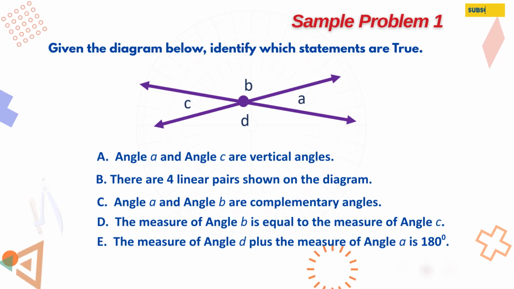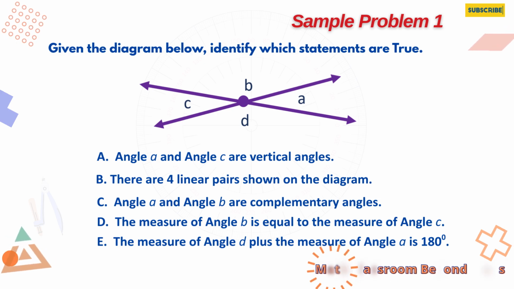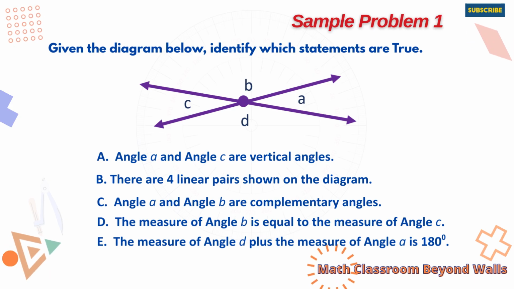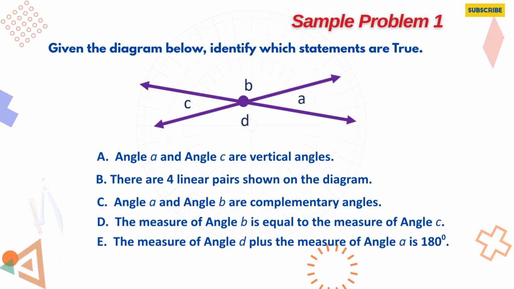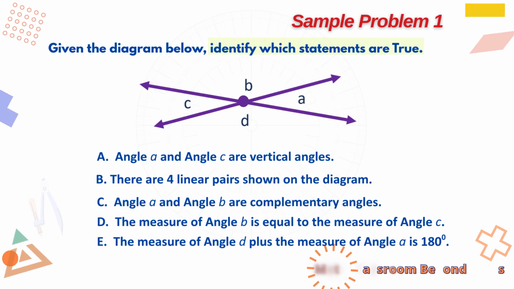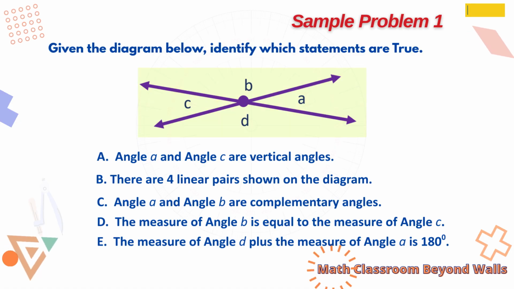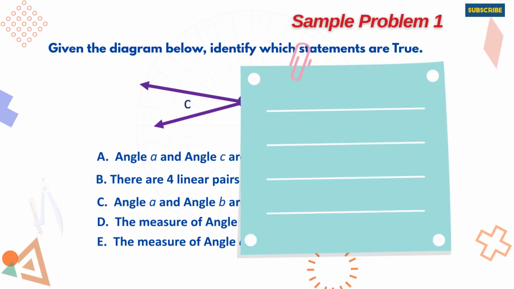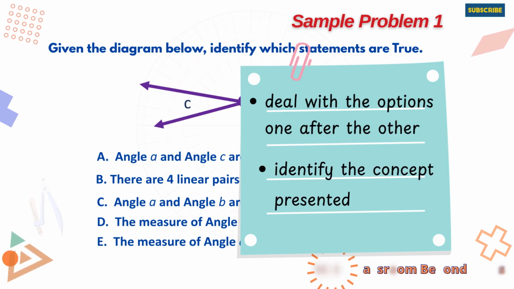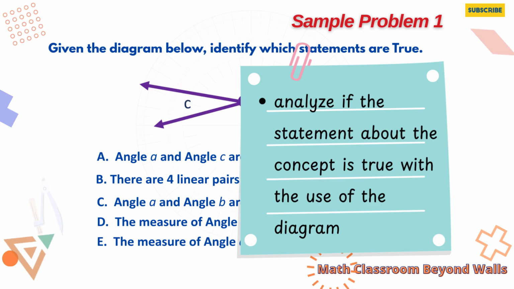As usual, we begin by reading the whole problem and may read it several times when needed to know what we're looking for, to determine what are given, and to figure out how the given information helps find what we're looking for. Okay, what is asked in the problem, learners? Sample problem 1 asks us to identify which of the options have a statement that is true. What are given? A figure is given with options containing statements. This is how we will answer the problem. We will deal with the options one after the other, then identify the concepts presented, and analyze if the statement about the concept is true with the use of the diagram.